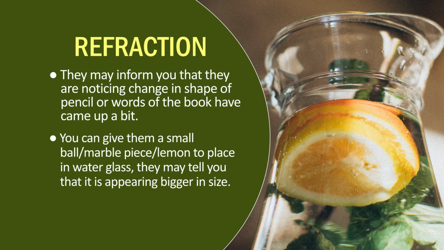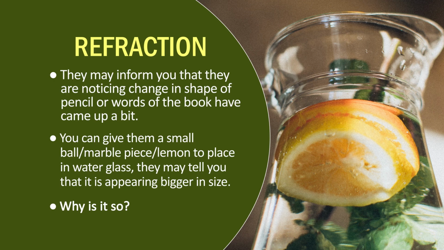You can give them a water glass and ask them to put some small balls, marble pieces or a lemon into it and let them observe whether there is any change in the shape of those colored marbles, small ball or the lemon. They will observe. Why is it happening? It is happening due to a phenomenon called refraction. So before these observational activities, my suggestion is don't introduce the concept of refraction directly. Give them different types of examples, different types of materials. A few I have suggested to you, a few you may have in your mind.